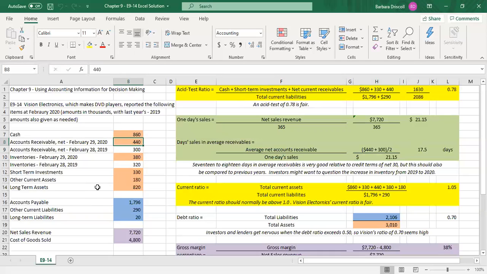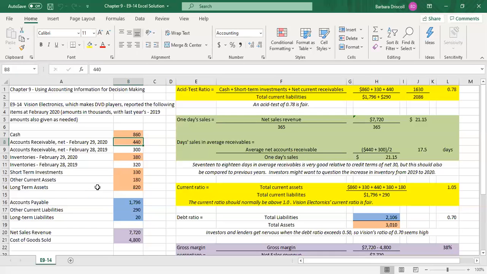The shorter the collection period, the more quickly the organization has cash to pay for its own operations. The longer the collection period, the less cash that is available to pay bills and used for investing activities. Our result in this question is 17.5 days. In general, 17 to 18 days in average receivables is a very good measure relative to our 30-day credit terms. But we would have to compare this to previous years to see if we had remained consistent or if there had been a change in our days' sales in average receivables.